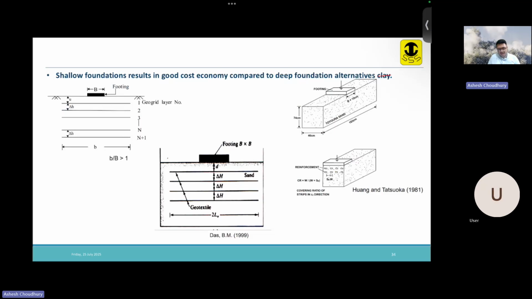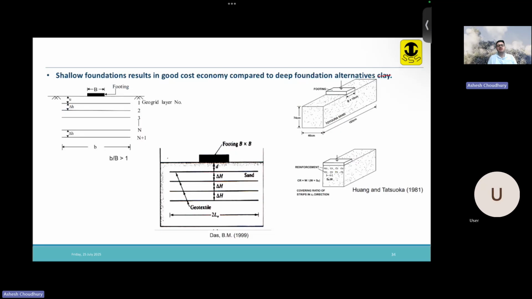Now, in some cases, if we have weak soil, where the bearing capacity of the soil is weak, how can we use a shallow foundation? We can use a shallow foundation in that case by reinforcing the soil with some kind of geotextile. If we use some kind of reinforcement, geotextile, geogrid, steel strip reinforcement, we can enhance the bearing capacity of the soil, and you can use a shallow foundation. So that is our main purpose.